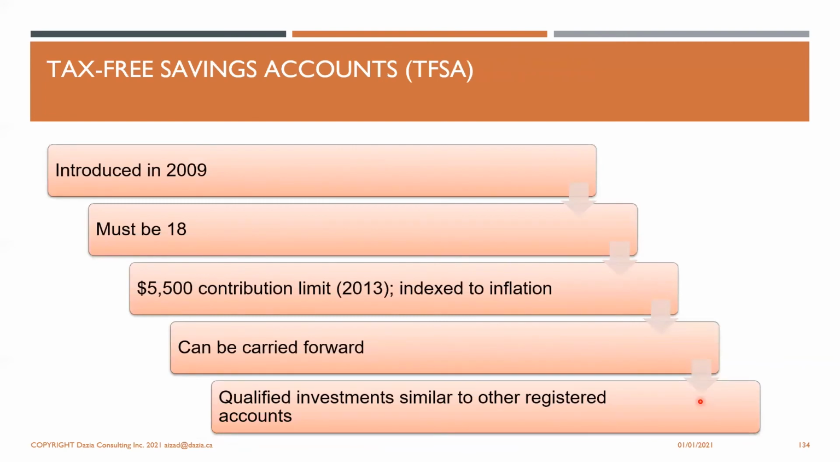Okay, next we talk about TFSA, or tax-free savings accounts. These were introduced in 2009, and you must be 18 to contribute to a TFSA. The limit varied. It was 5,000, then 5,500, it went up to 10,000. So it varies. And if you have not contributed money into a TFSA, your room is carried forward. Qualified investments are similar to other registered accounts in the TFSA.